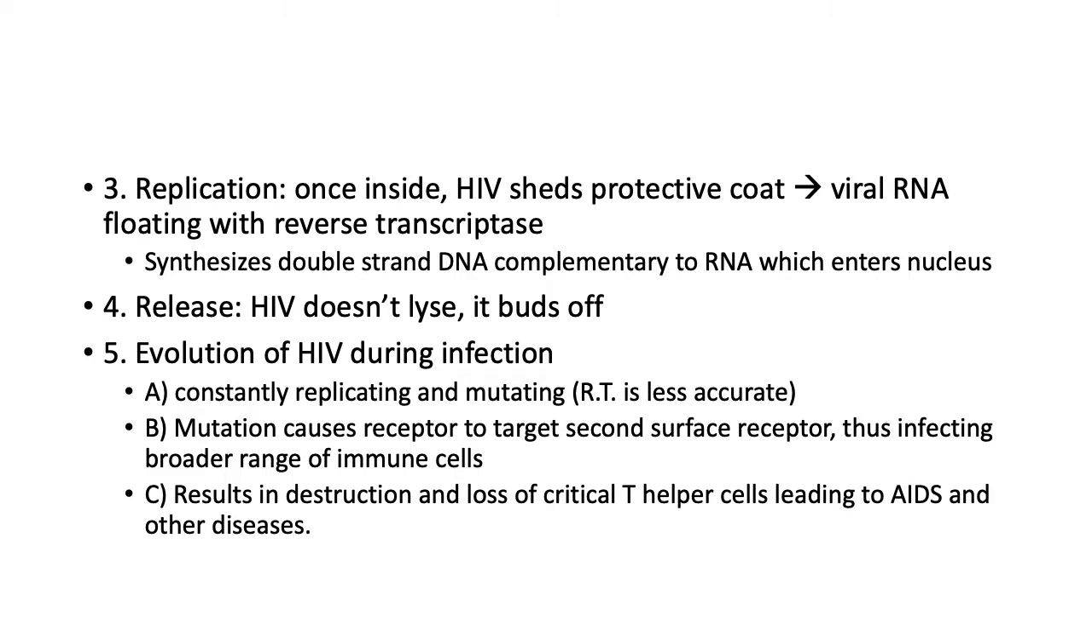Now HIV, like I said, affects T helper cells, but it can also affect macrophages and other immune cells because HIV has mutated. Reverse transcriptase is not accurate, and so these mutations allow the virus to have a broader range of host cells. So this makes HIV pretty deadly. I mean, it's hard to fight.